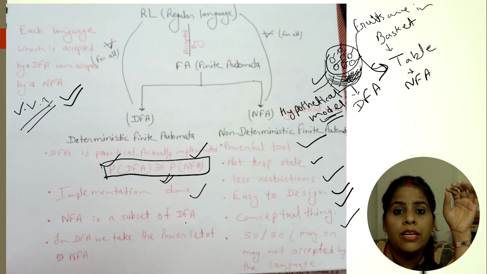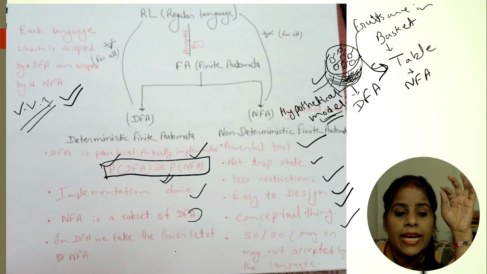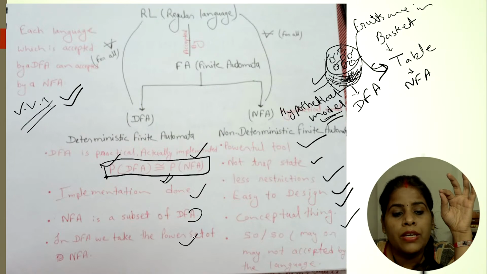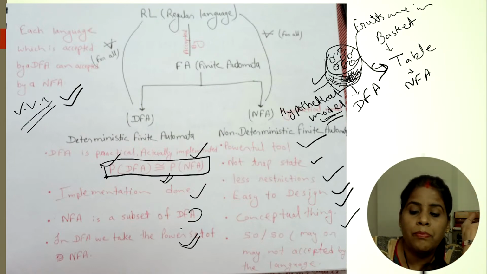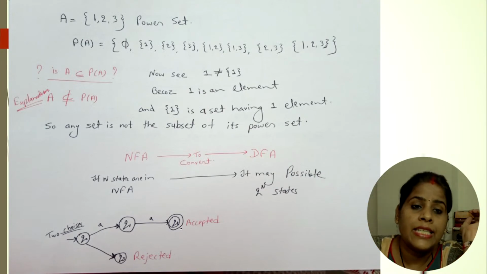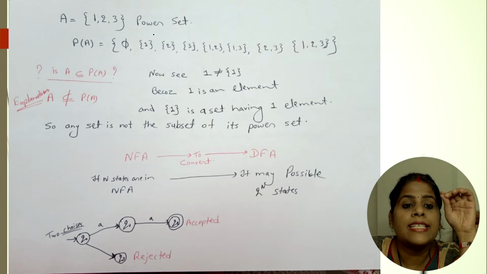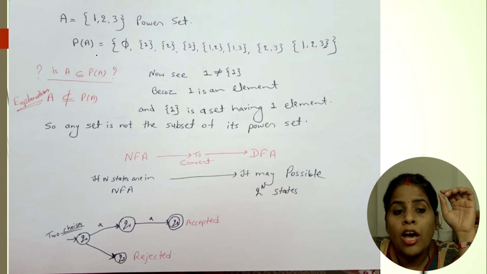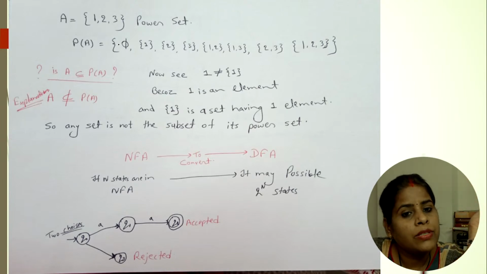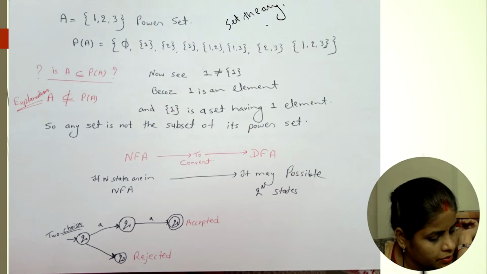Why? Because DFA is practically used. In DFA we take the power set of NFA. Okay, now come to the power set. What is power set? Power set, if A is here, a set is here, 1 2 3. Now power set, what will be power set? This is from set theory.